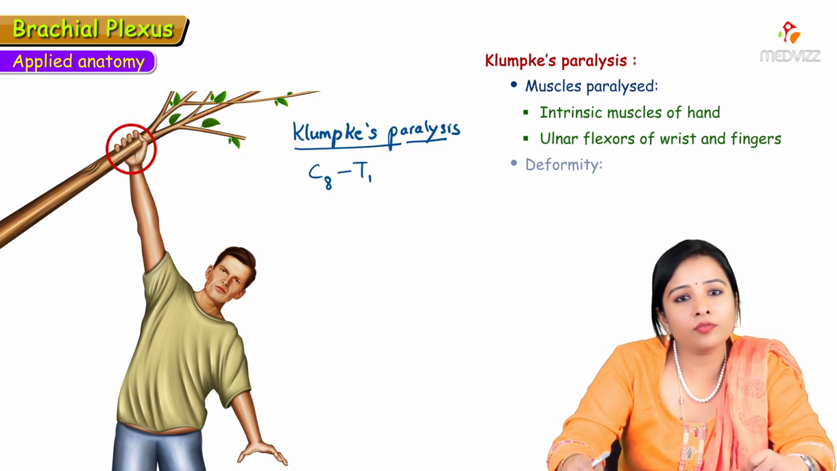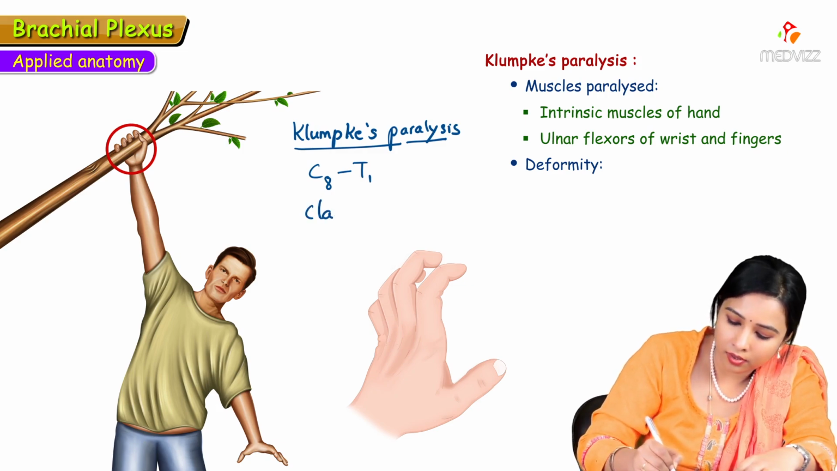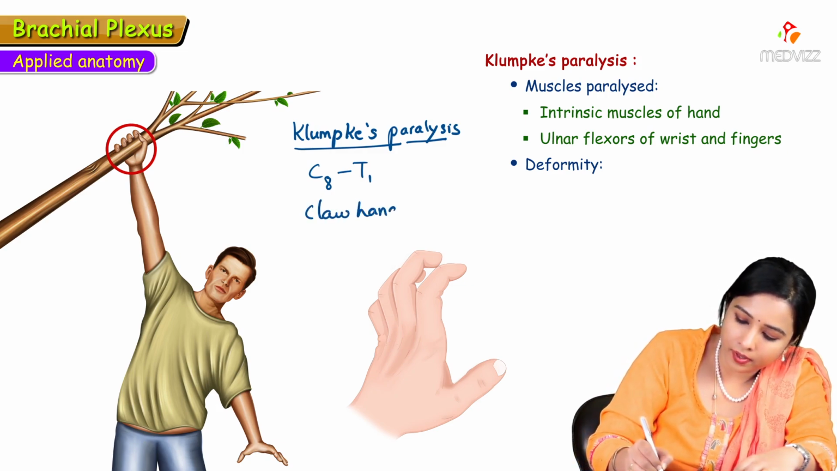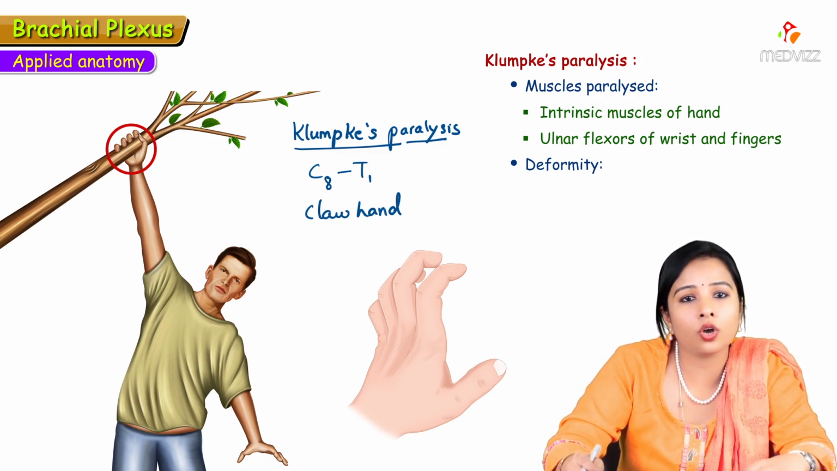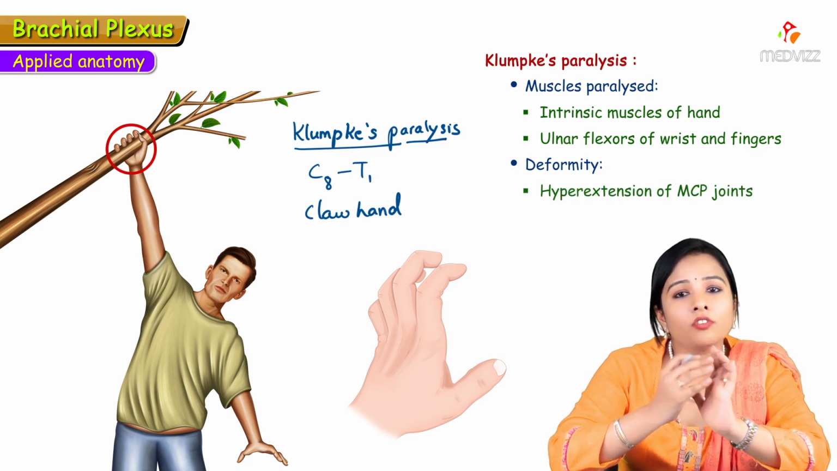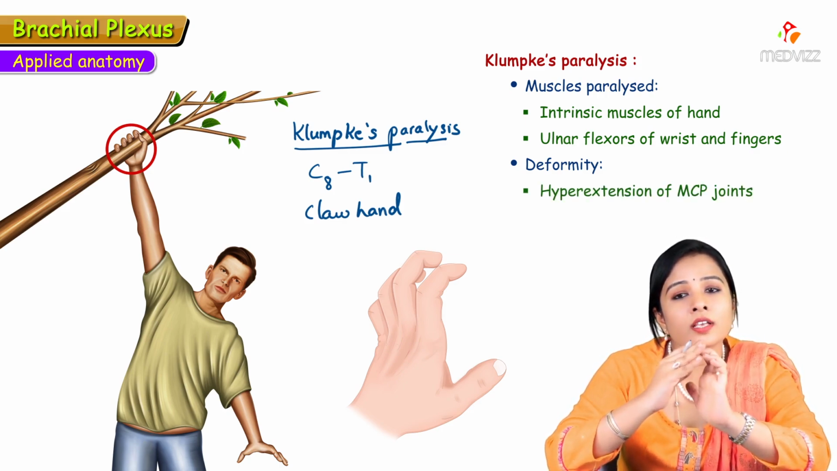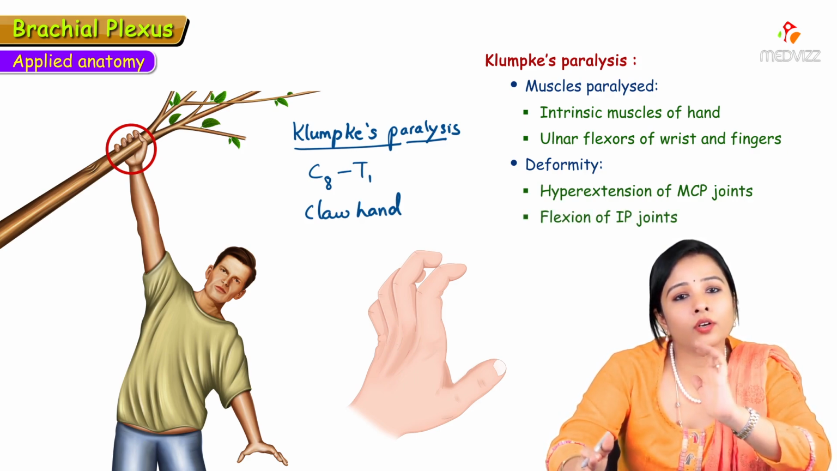What we see is a deformity like a claw hand, which is called ulnar claw hand, or you can say partial claw hand. In claw hand there will be hyperextension of the metacarpophalangeal joints and flexion of the interphalangeal joints. So this is how the claw hand looks.